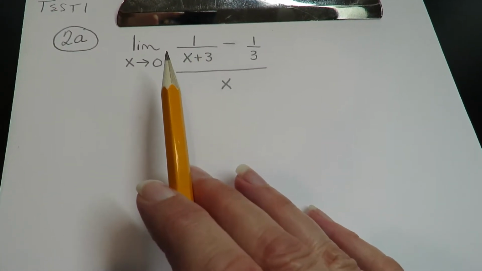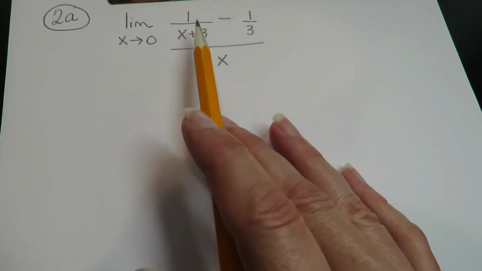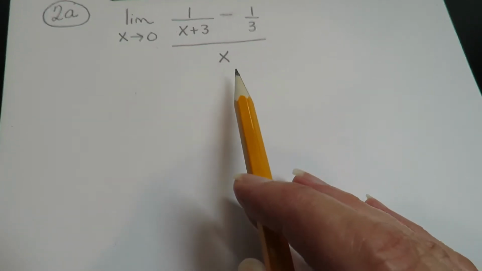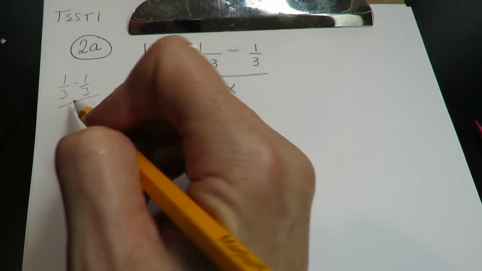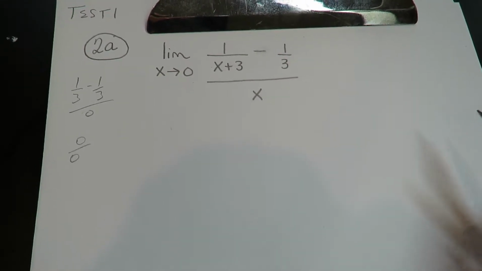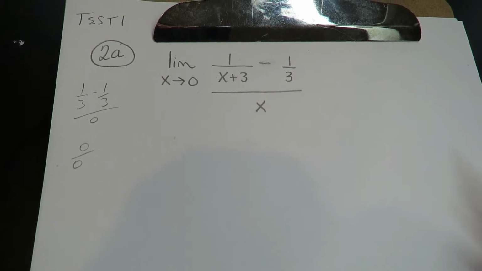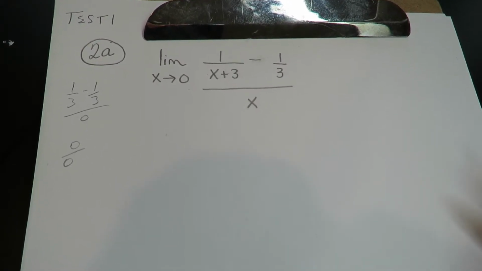So with analytical limits, the golden rule is to plug in. And you notice if we plug in 0, you get 1/3 minus 1/3 over 0, or 0 over 0, which is the indeterminate form. And as we discussed in lecture, indeterminate form doesn't necessarily mean DNE.